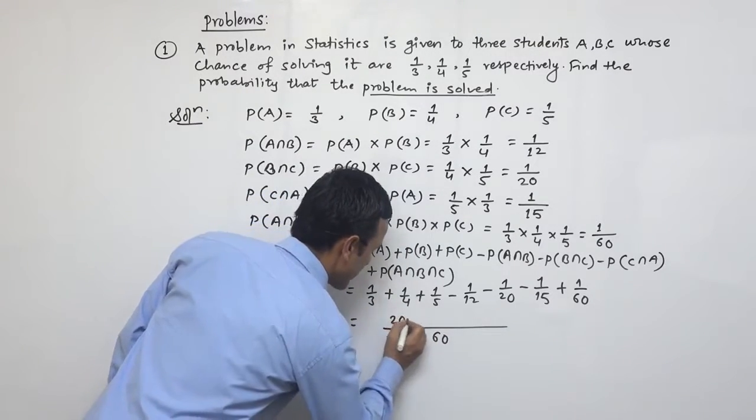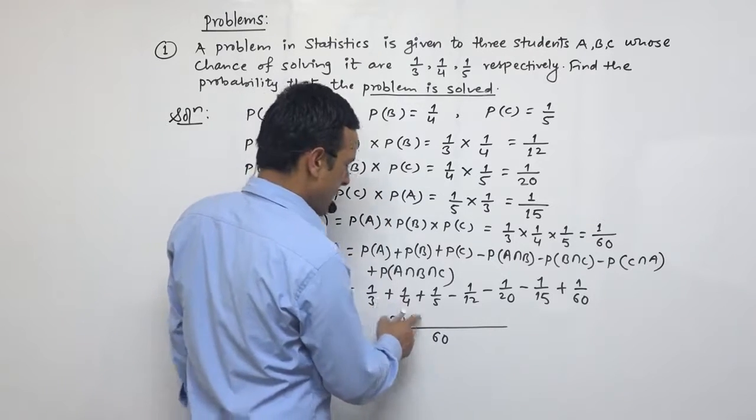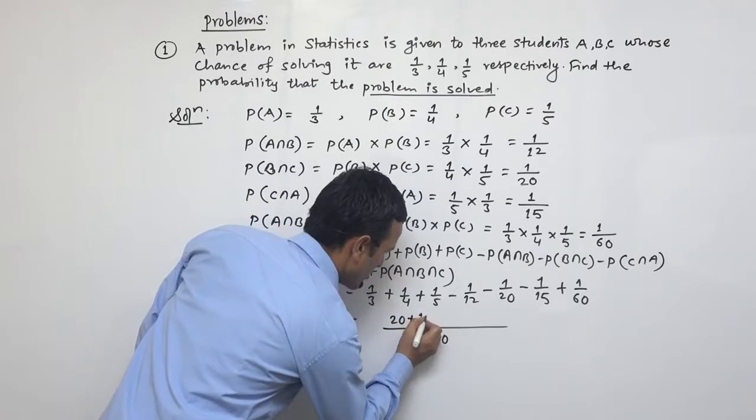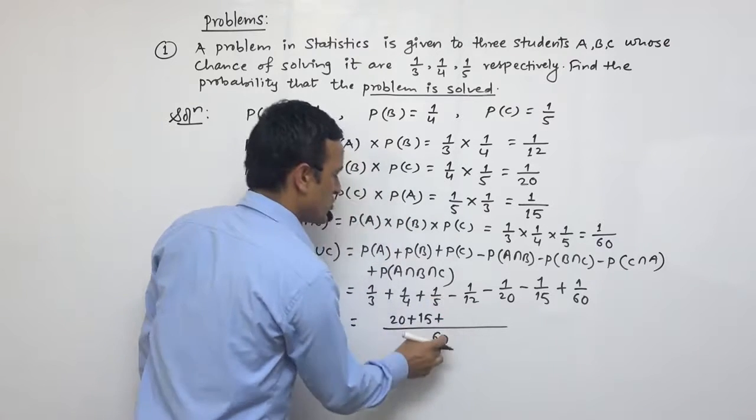So when we solve this by taking the LCM, the LCM will be 60, and 3 20s are 60. So we write 20, 4 15s are 60. So write 15, 5 12s are 60.